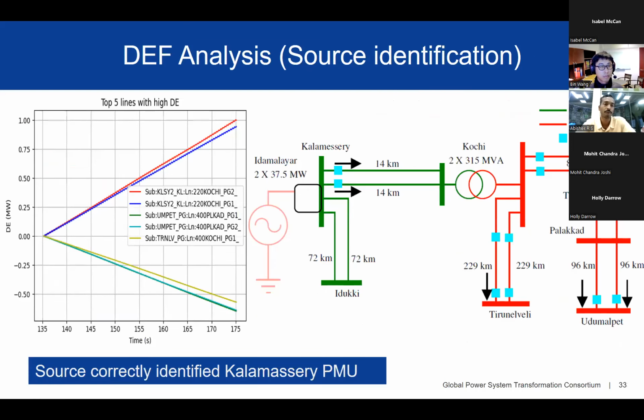Again, the DEF was plotted, and here, if you see, the source is correctly identified as Kalamassery Kochi. So the interesting thing is that the study line is not necessarily the one with the highest dissipating energy. Always the highest slope of dissipating energy is associated with the source of oscillation. So it is correctly identified. The source is Kalamassery to Kochi. So the Kalamassery PMU is the PMU closest to the source of oscillation, even though the Udumalpet-Palakkad line has the highest magnitude of the 1.15 Hertz mode.